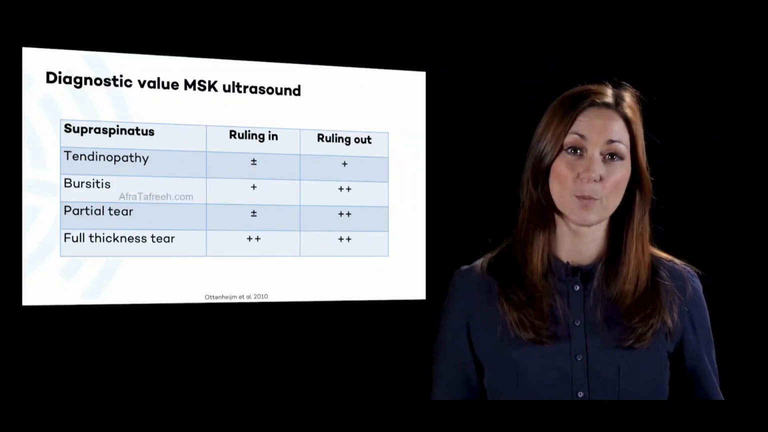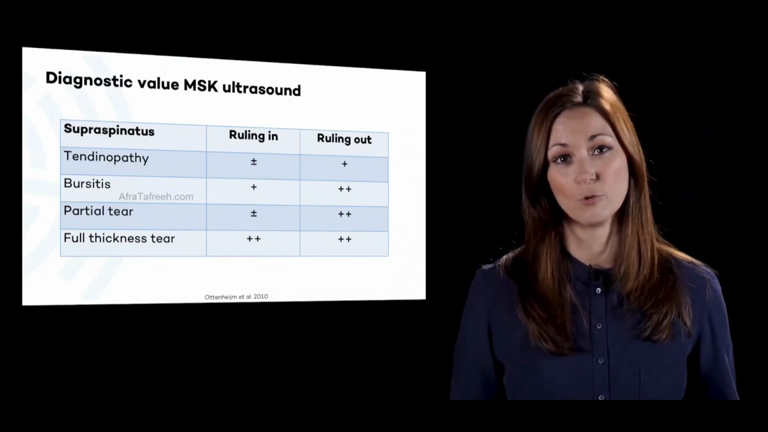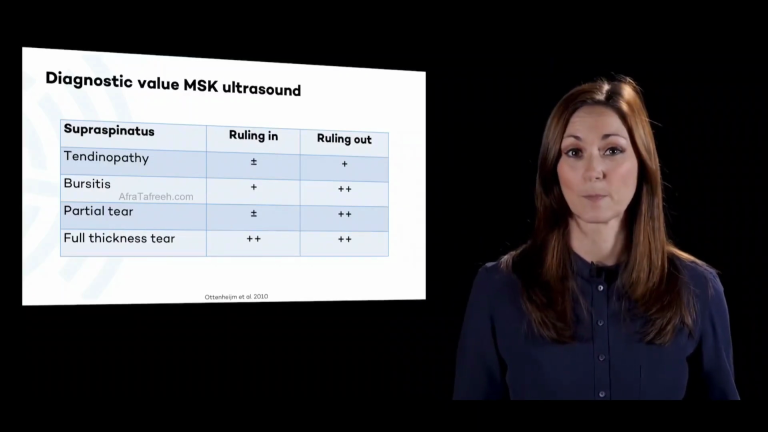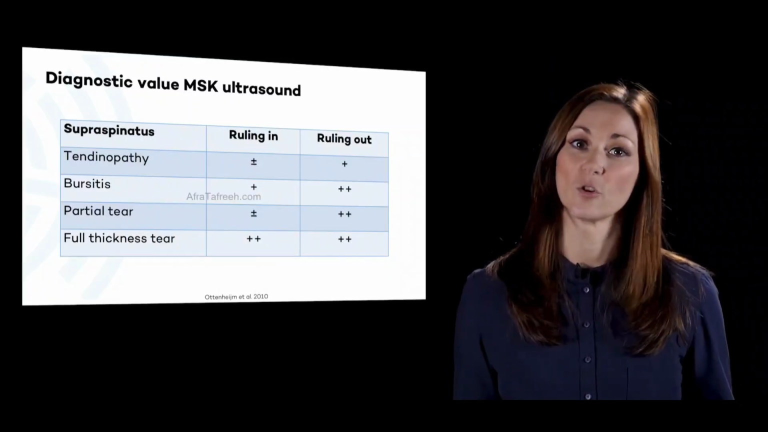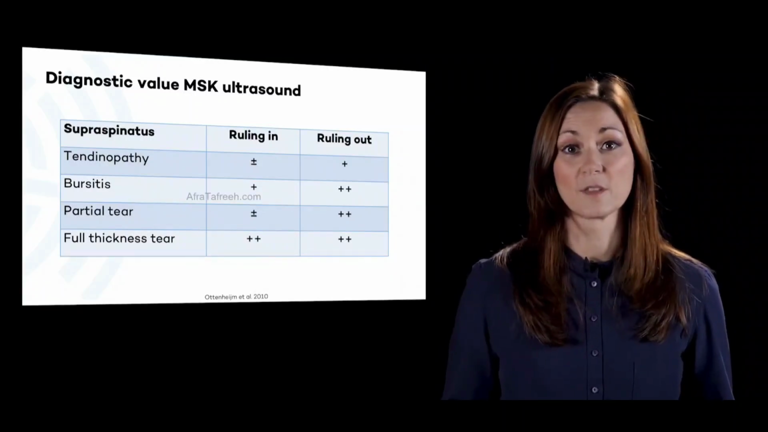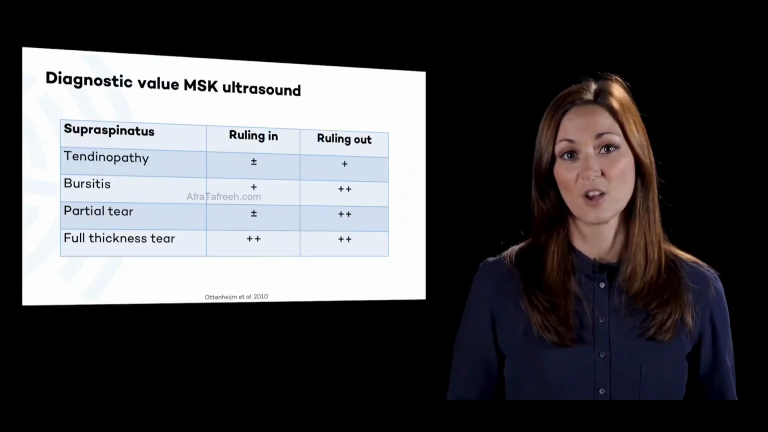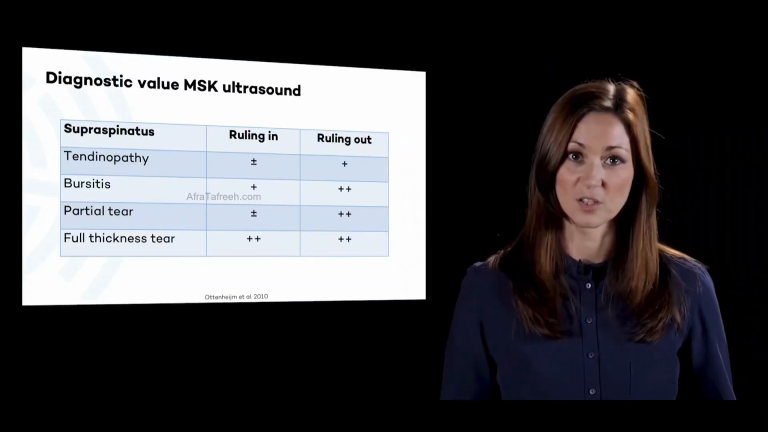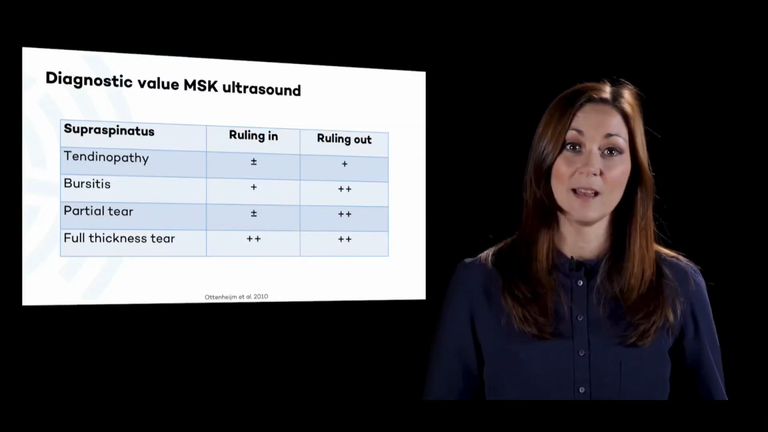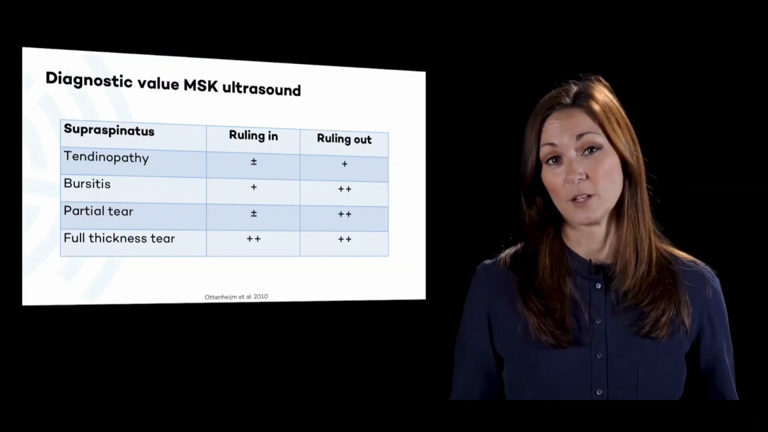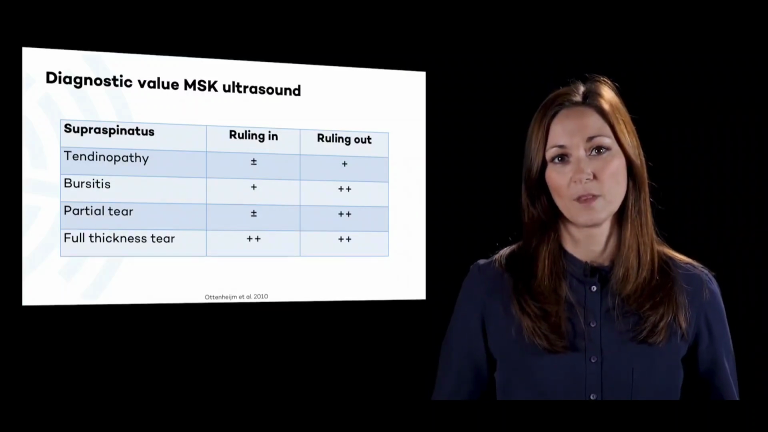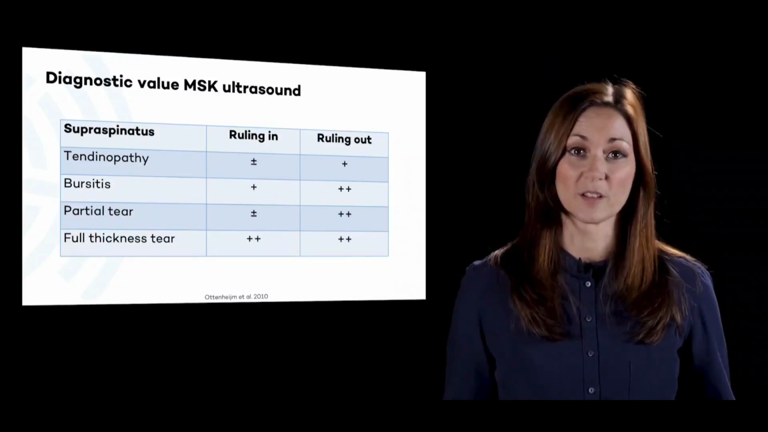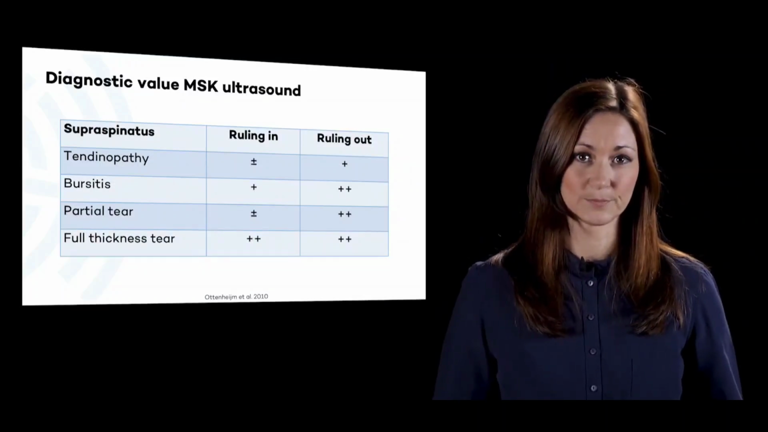For example, a full thickness tear is very easy to rule in and to rule out. But a supraspinatus partial tear, for example, is harder to rule in and easy to rule out. Meaning, if the tendon looks healthy, then you can assume that it's not a partial tear. But if the tendon does not look healthy, it's harder to specifically diagnose a certain disorder as a partial tear, and a tendinopathy can look quite similar. This slide uses the supraspinatus as an example, but please realise that this also applies to other anatomical structures.